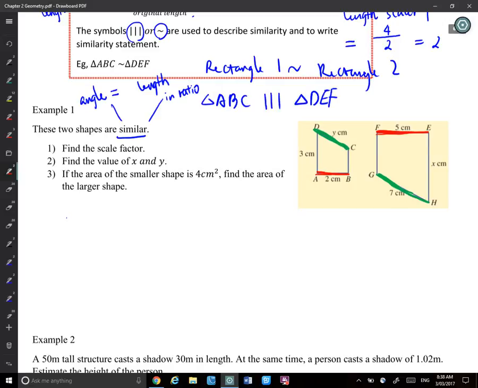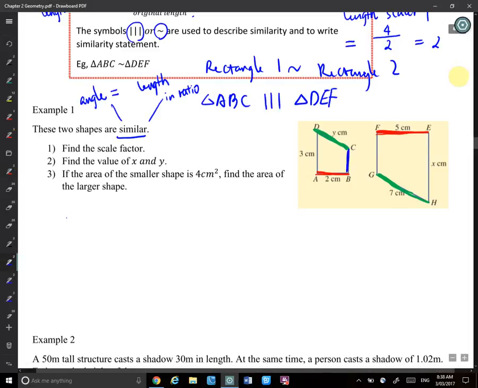Okay, we have CB is the shorter one from the two parallel ones, and FG is the shorter one from those two parallel ones. So those two must be corresponding pairs. So shorter ones, they are corresponding pairs. And the last one left is this one and this one. They must be corresponding pairs.